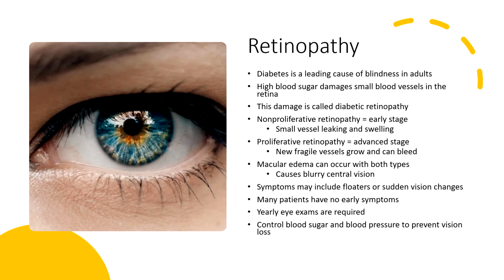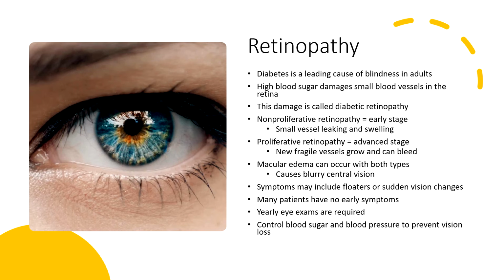Let's start with diabetic retinopathy. Diabetic retinopathy is used to describe the pathological changes in the retina that are typically associated with diabetes mellitus. When we talk about retinopathy, it is the leading cause of blindness in adults. There are two types.